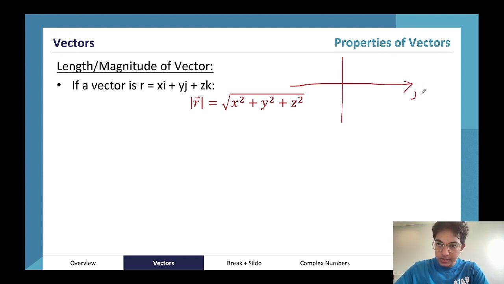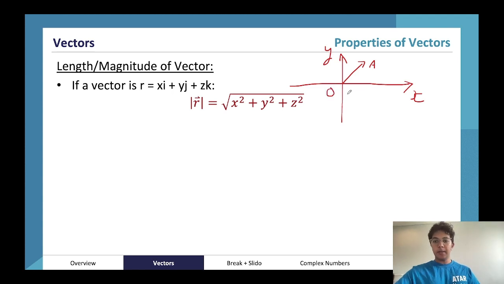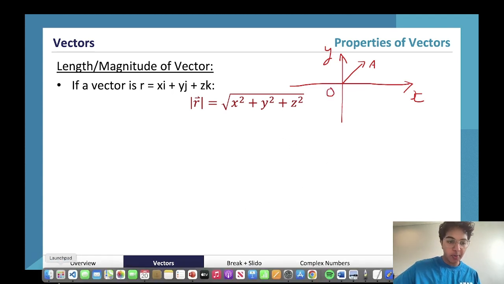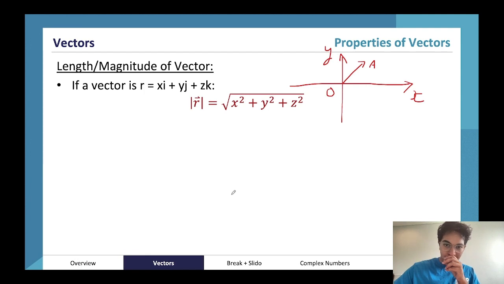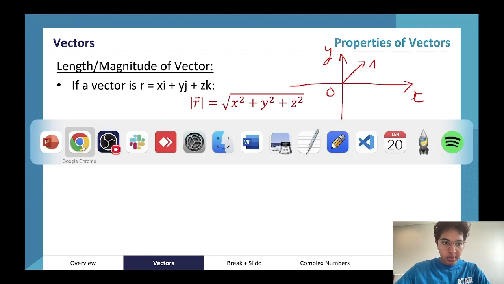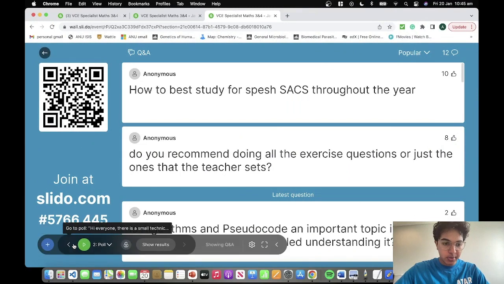So we have x and we have y, right? If I make the vector OA, well, how would I go about finding the length? I'll give you guys a few seconds to think about that, and then I'll sort of spoil you. You know what? I'll make a poll for you guys to do.